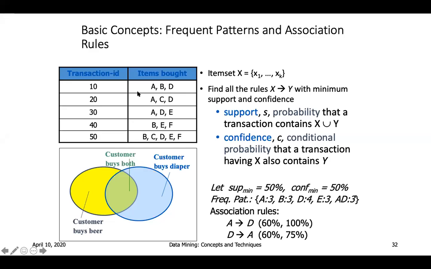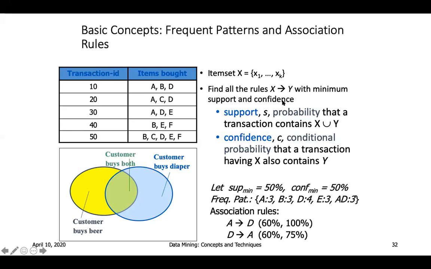Okay. So all these A, B, C, D are the X. A is X1, B is X2, C is X3, or all these are the different items. Hope it is clear now. Fine. Now to find all the rules, that if X is purchased, what is the implication on the Y, with the minimum support and confidence.